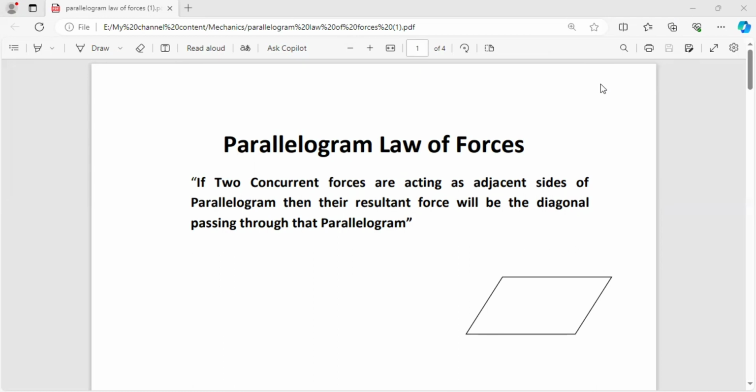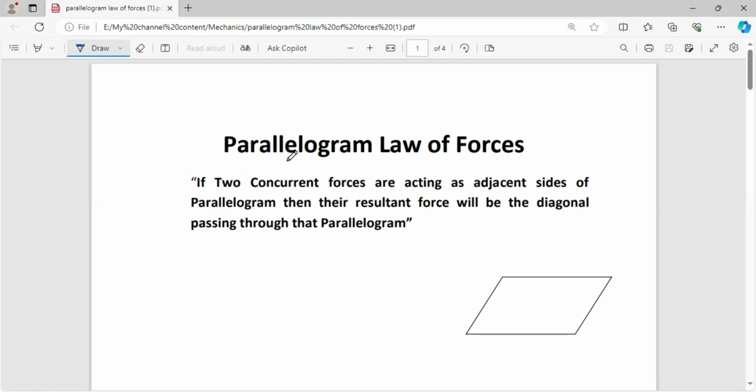In this video, we learn about the parallelogram law of forces. It is a basic law in engineering mechanics for both diploma and B.Tech students. It is a fundamental law. It can be used to calculate the resultant, the magnitude of the resultant, and the direction of the resultant force.